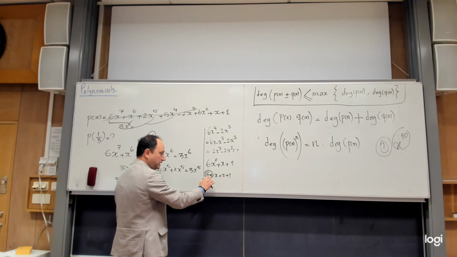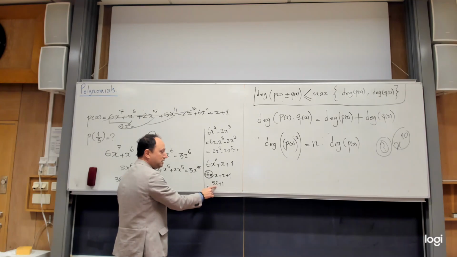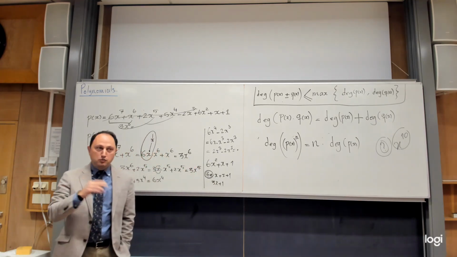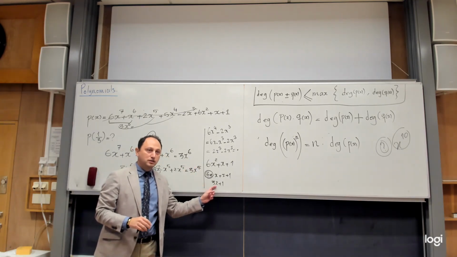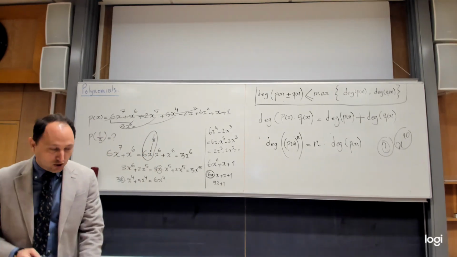It is 2, but then it becomes 2x plus x, 3x plus 1. And now this is the only x left. Remove it and put 1/3. What's the answer? 1 plus 1, 2. The answer is 2. Yes? So that was a very nice trick.